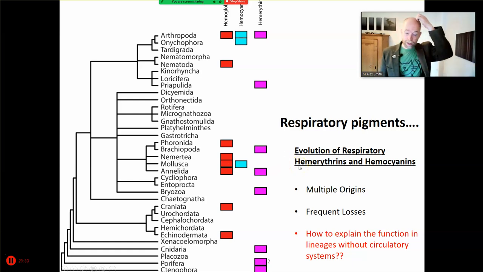And so thinking phylogenetically, and I've already in that last lecture quiz asked you to think phylogenetically about it. How do you explain frequent origins, one origin with multiple losses, multiple origins, and then how do you explain function in lineages that are without circulatory systems? There's a whole bunch that we still have yet to properly understand about the evolution and distribution of respiratory pigments.